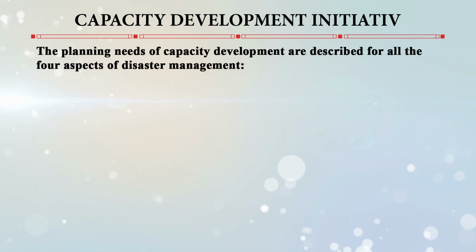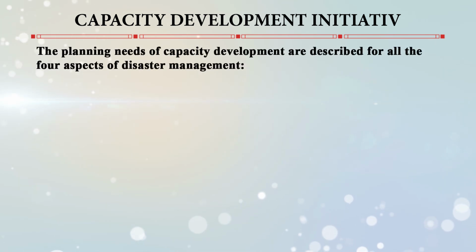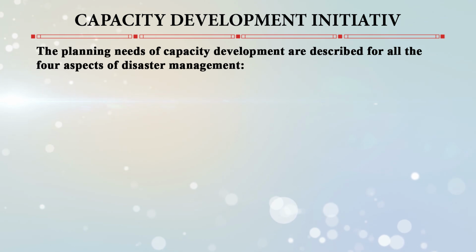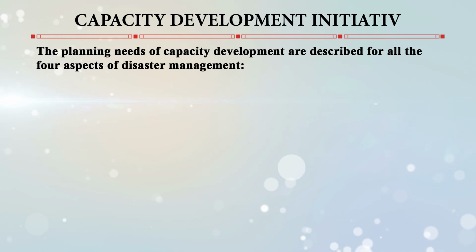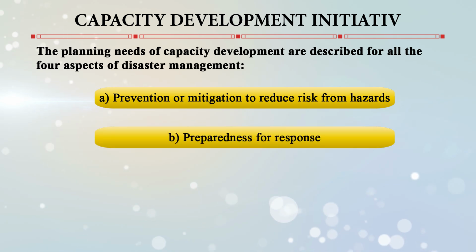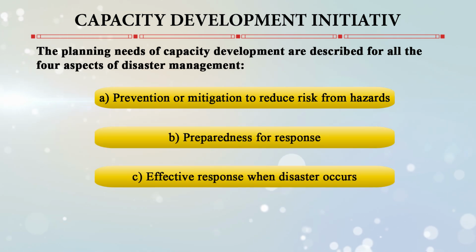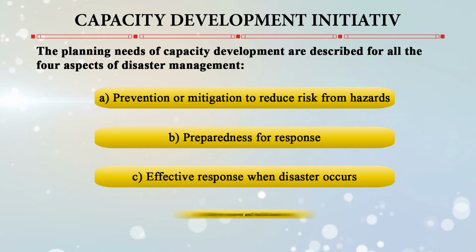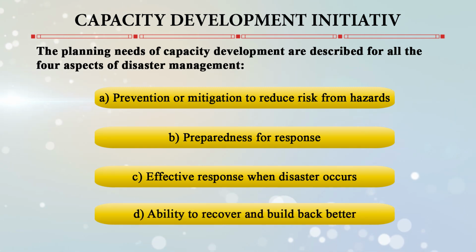Now, the planning needs of capacity development are described for all 4 aspects of disaster management, namely prevention or mitigation to reduce risk from hazards, preparedness for response, effective response when disaster occurs, and the ability to recover and build back better. Now, the Disaster Management Act 2005, how does it define disaster?